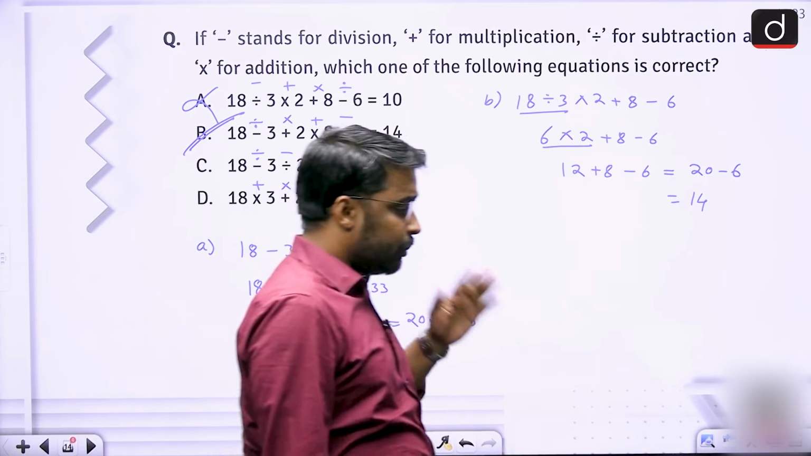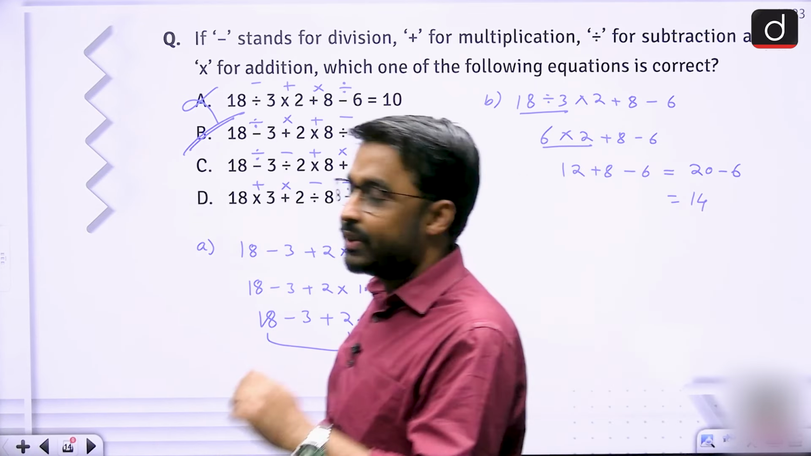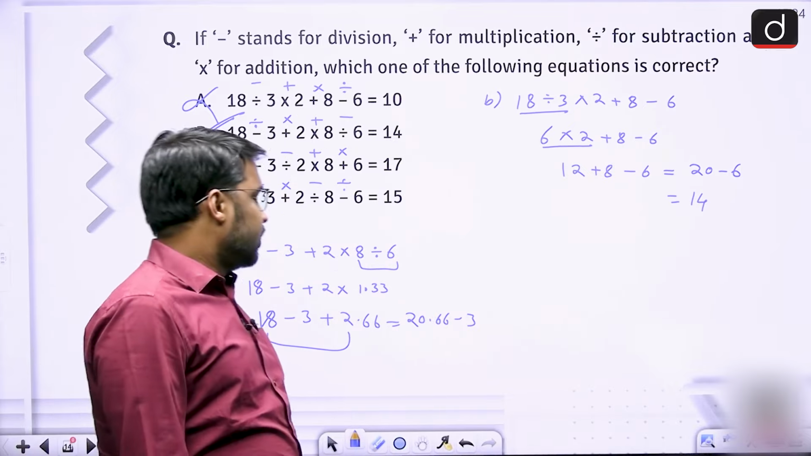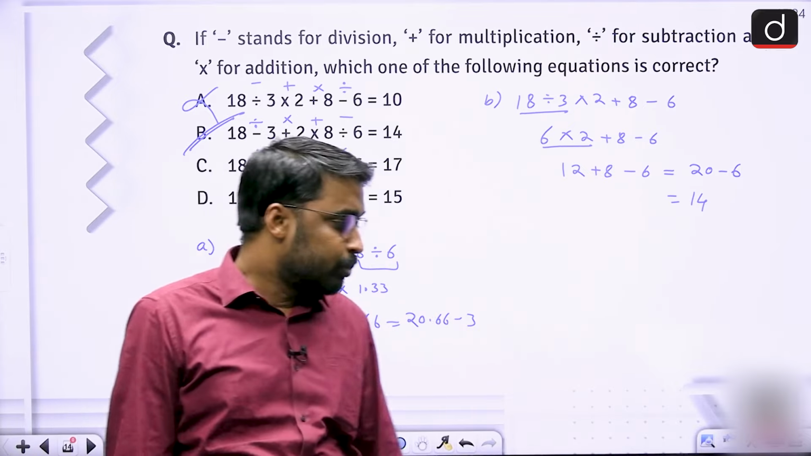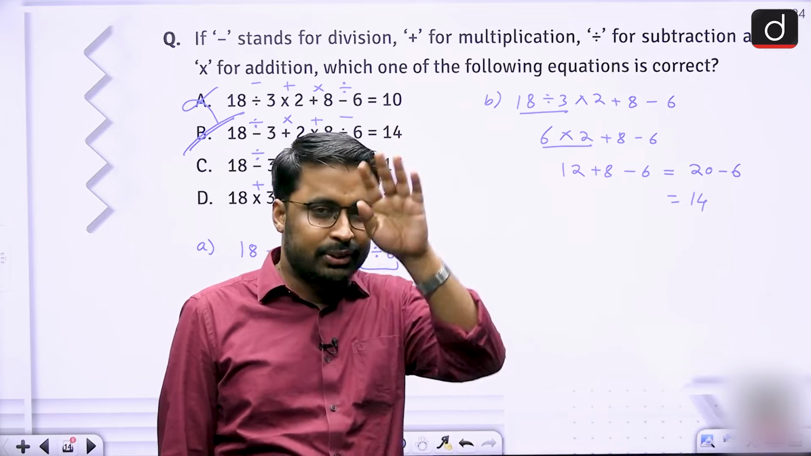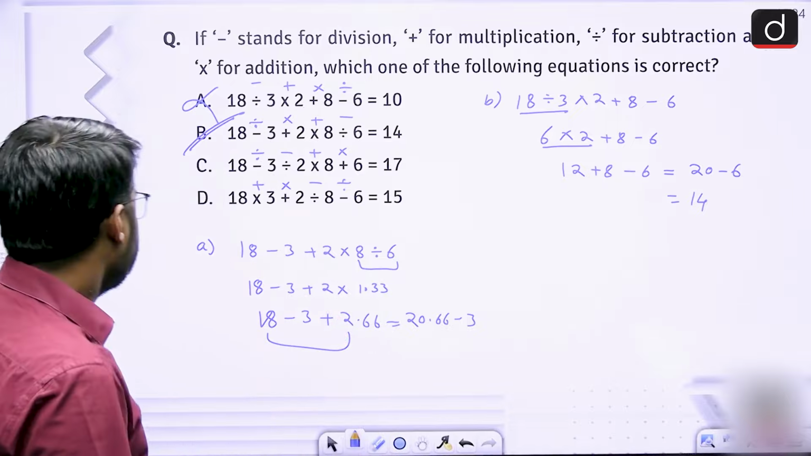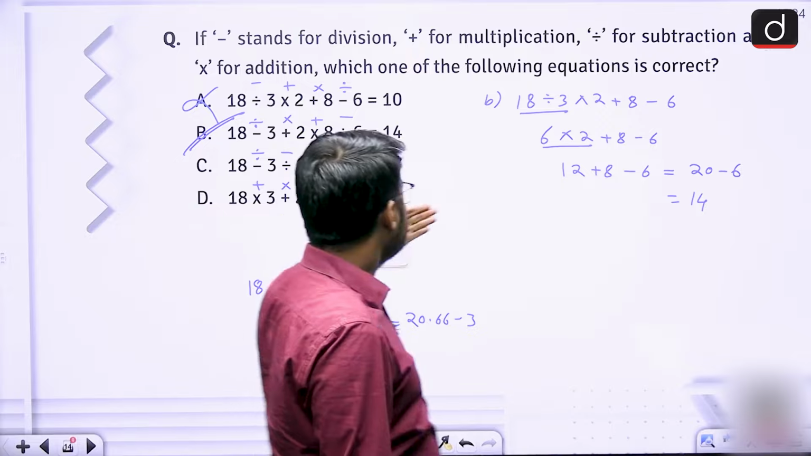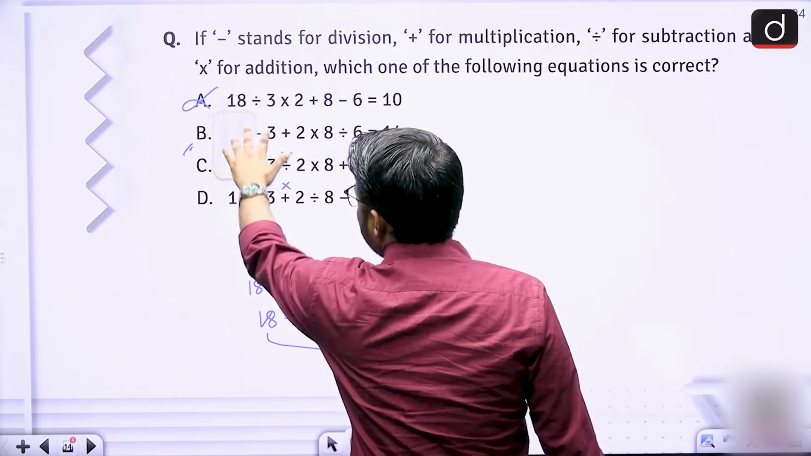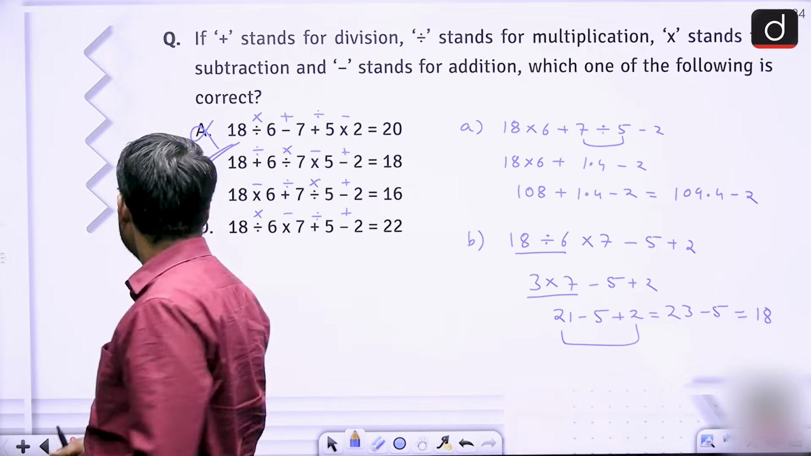But now here is one thing I need to observe, and I need to be very clear with this. Sir, right now I am getting the answer as option B, but suppose my answer is going to be option D. Then solving option A, option B, option C would take much of my time. So now I want to solve these questions in less amount of time.